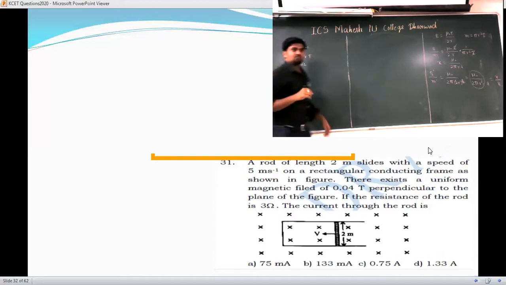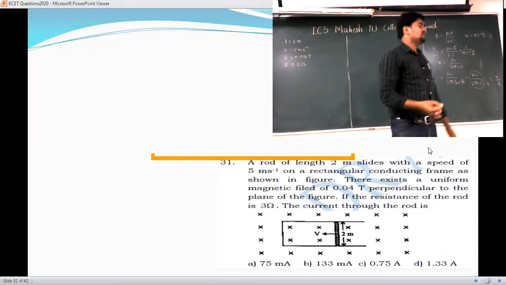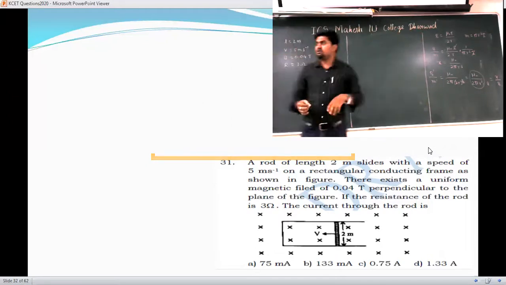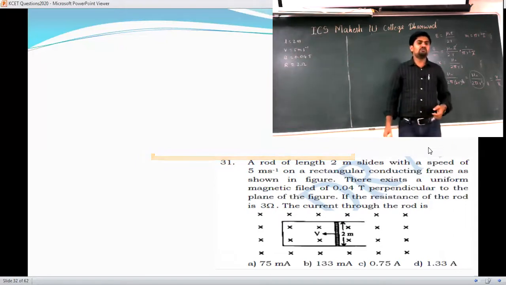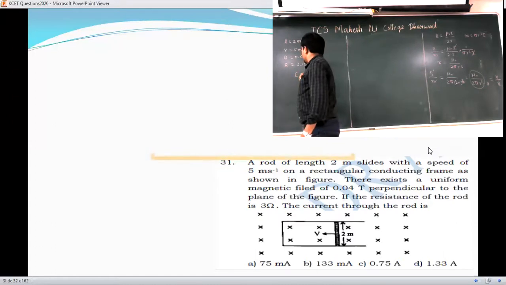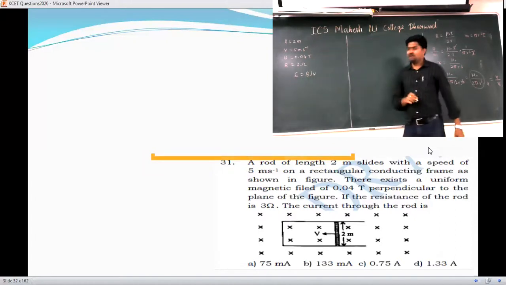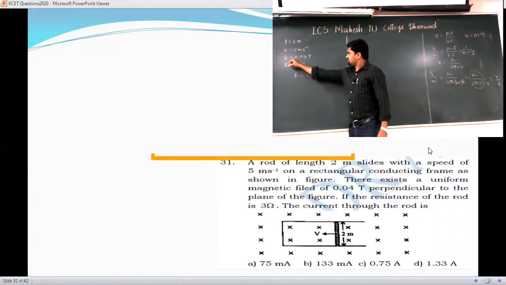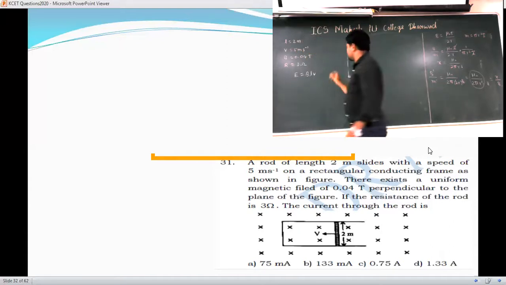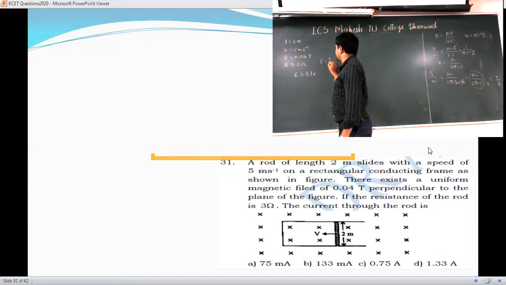So this concept comes under motional EMF. Here L they have given, V they have given, B they have given, and R they have given. What is the formula you are having to calculate the motional EMF? So that is E is equal to BLV. Now when you see the given values here, B is given, L is given, and V is given. But they are asking you to calculate current.